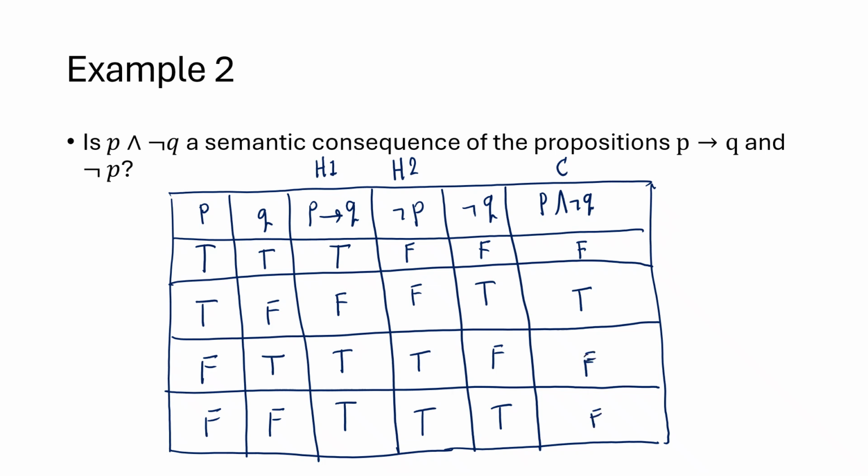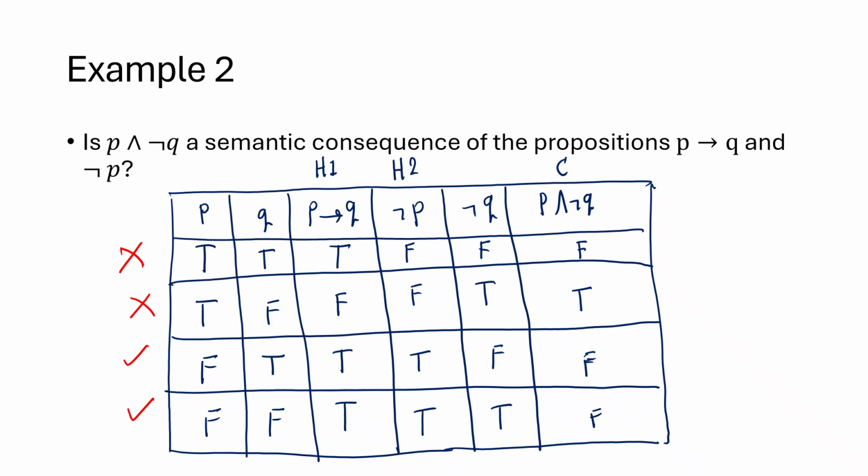The next step is focusing on the rows where all our premises are true, all our hypotheses are true. So basically where H1 and H2 are both true. First row, H1 is true, but H2 is not, so we are not interested in that. Next row, they're both false, again, not interested. So you see that on the third and fourth row, both my hypotheses are true.